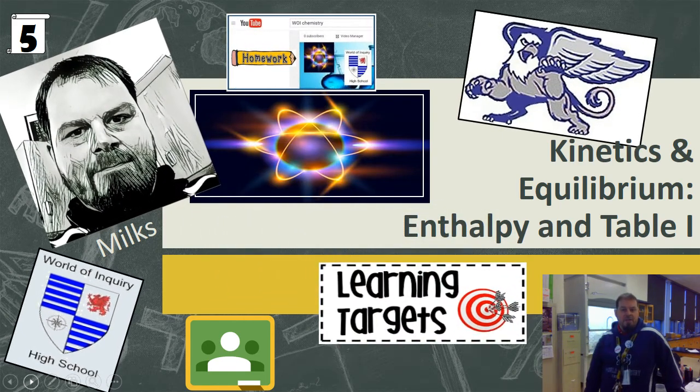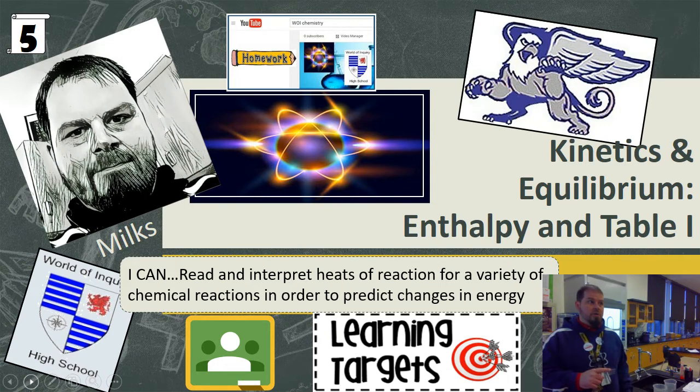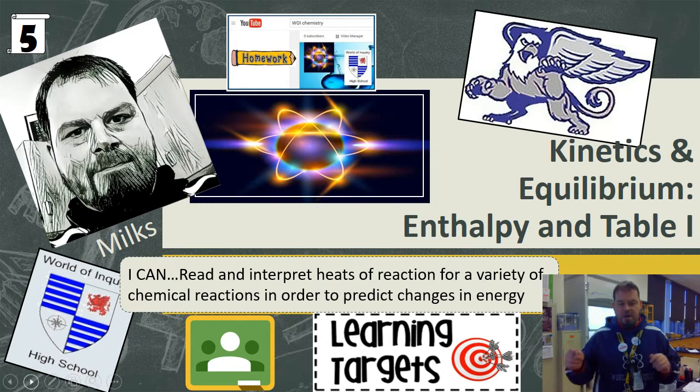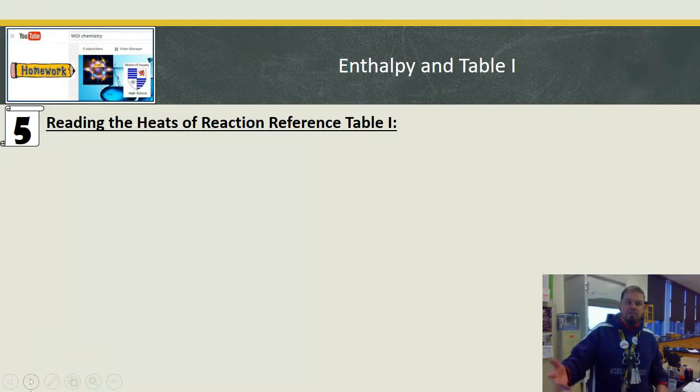Today we're going to get into enthalpy in Table I. This is going to be a review lesson. So be able to read and interpret the heats of reaction, which we learned how to calculate now using the potential energy diagrams. It's always the products minus the reactants. Always goes products minus reactants. Okay, so let's get right into it.